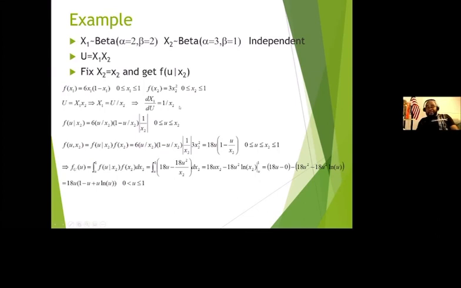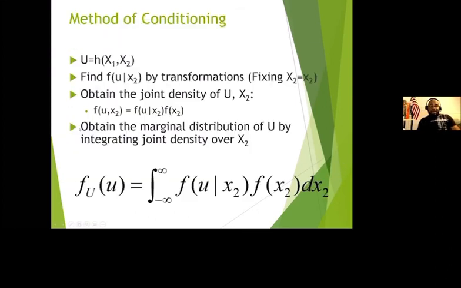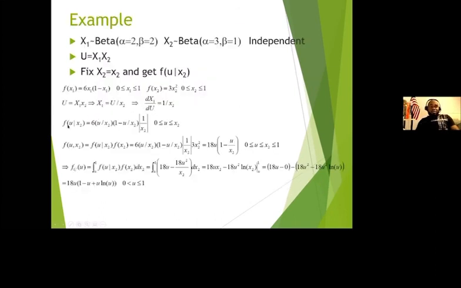After that, what are you going to do? You need to find f of u given x2. You remember the other time, before we can get this joint, we need to first obtain this guy here. Don't forget, we already know f of x2. The f of x2 is a beta distribution. We need to get f of u given x2, and that's exactly what we're trying to do.